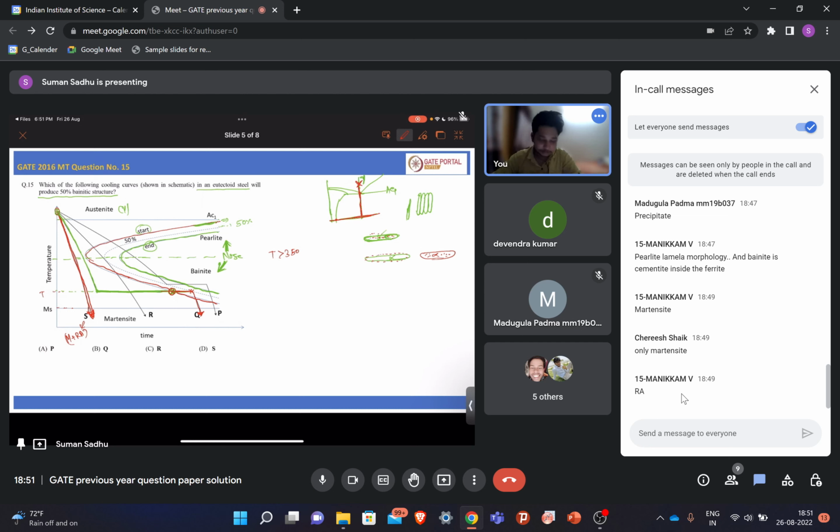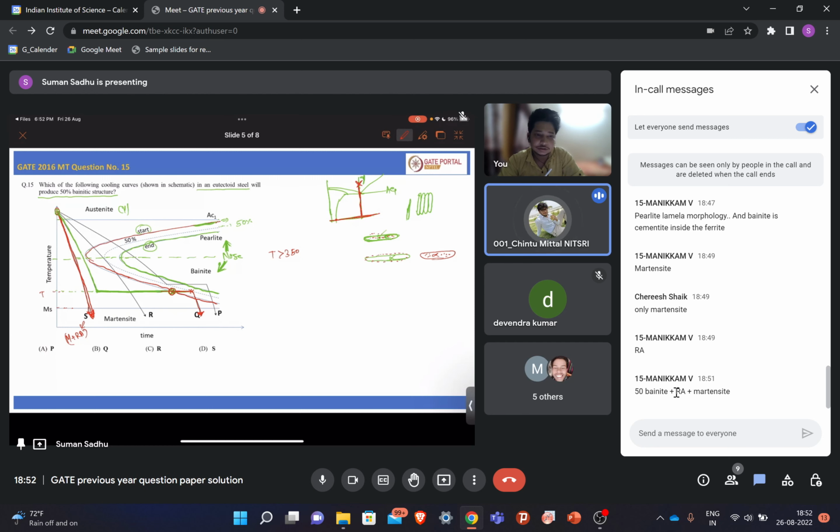So if we follow this cooling curve, what microstructure will we get? Anyone? What microstructure will we get? At least you can try. 50% bainite plus retained austenite plus martensite. Okay, yes, you are right.